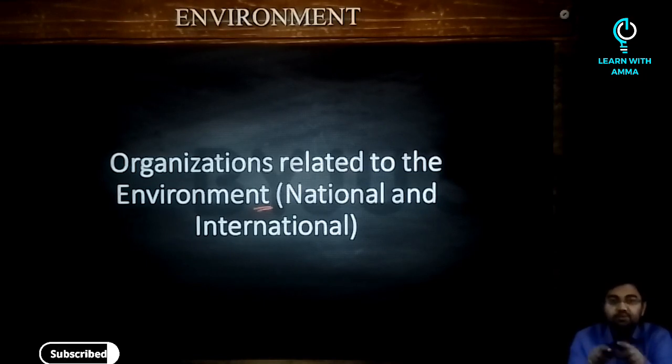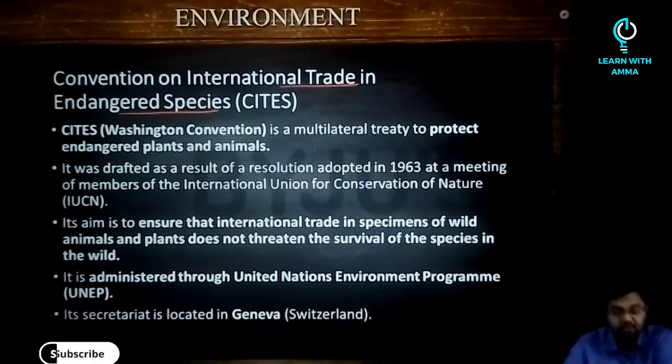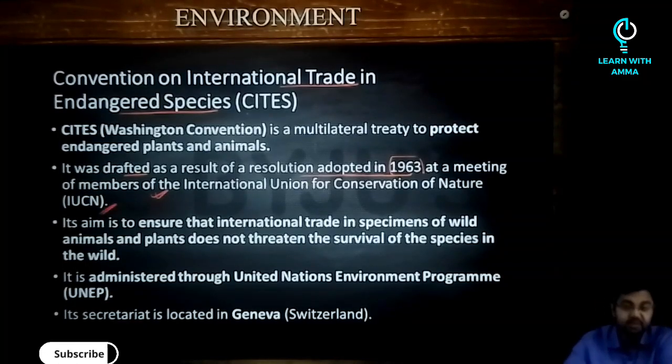The ones which are in news become much more important for you from the point of view of the prelims examination. So let's begin with some of the international organizations first. The first one is Convention on International Trade in Endangered Species, or CITES. First of all, it was drafted as a result of resolution adopted in 1963 at a meeting of members of International Union of Conservation of Nature, that is IUCN, something that we are just about to see.